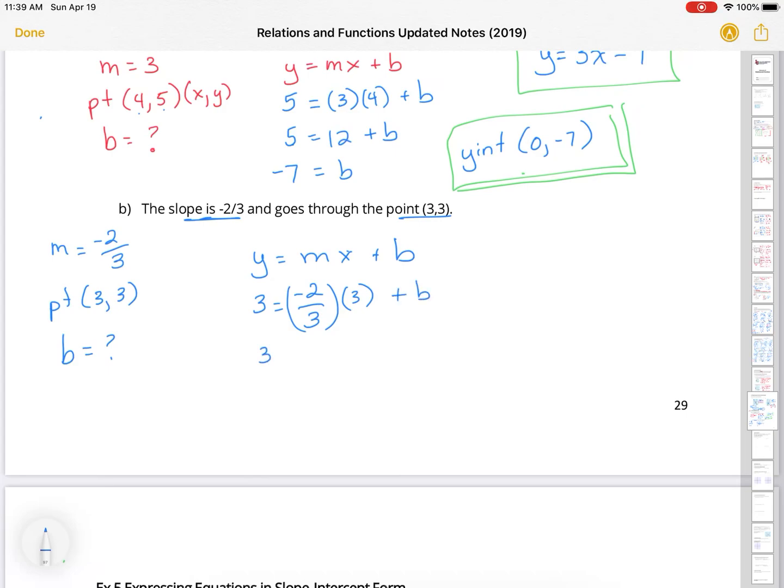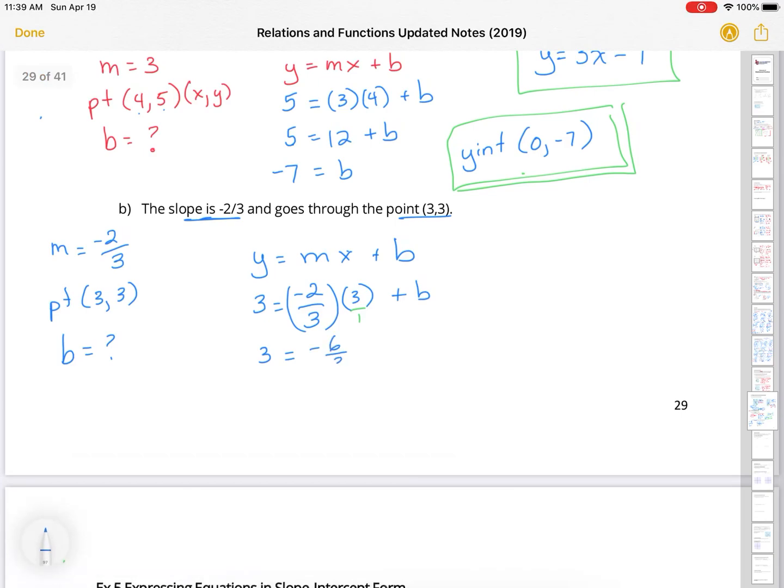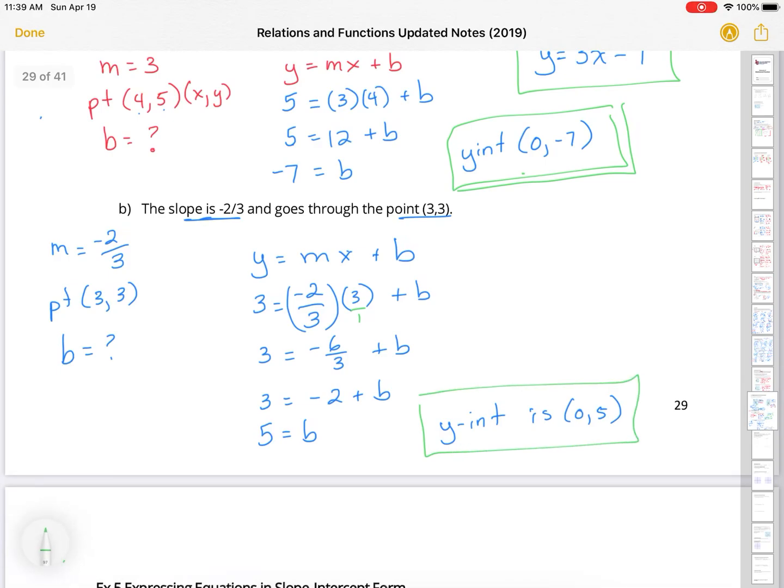Now let's do this multiplication. Remember, this is like a 3 over 1, so we're multiplying our fractions there. So we get negative 6 over 3 plus b. So 3 is equal to negative 2 plus b. We move that negative 2 over, and I get 5 equals b. So my y-intercept is (0, 5). And if you want to put that in a nice little box.